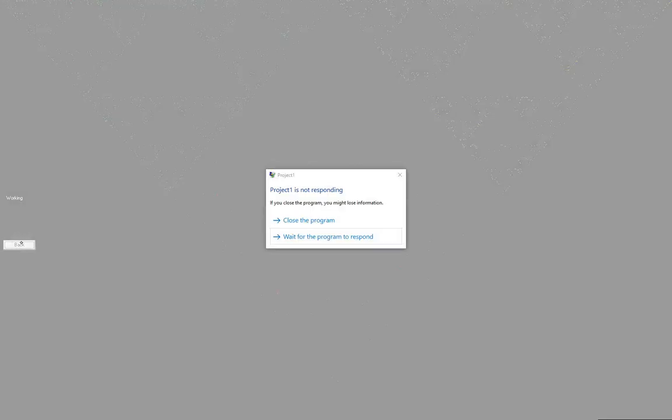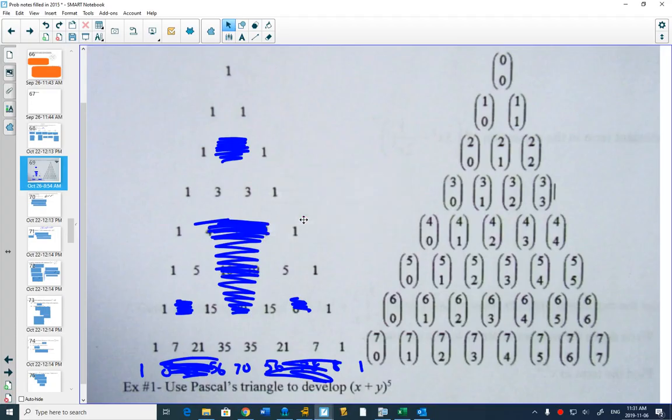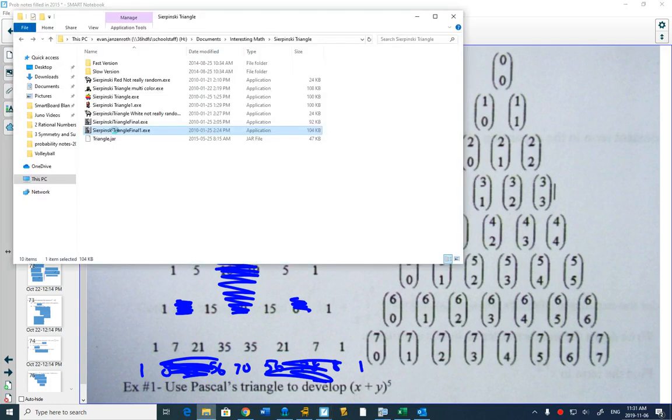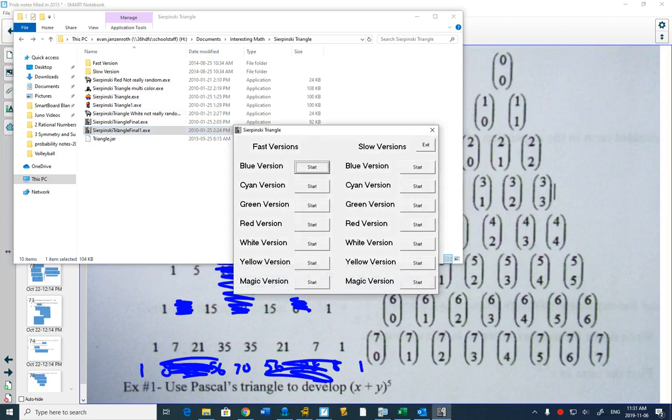Oh, something stopped working. Hit back. Oh, project. See, got to close it. Anyways, so you randomly pick a dot anywhere on the screen. Let's go. Blue's pretty.